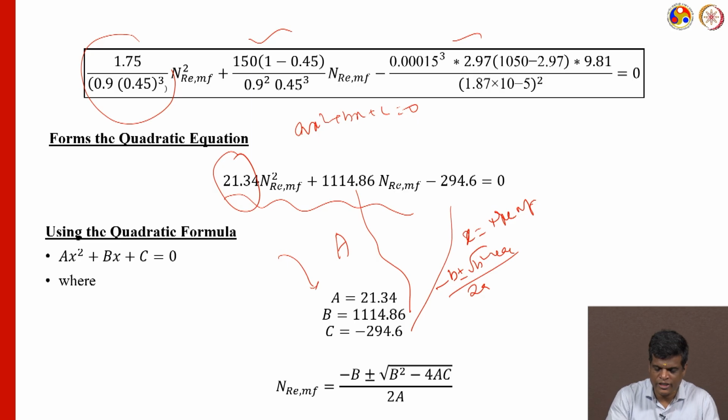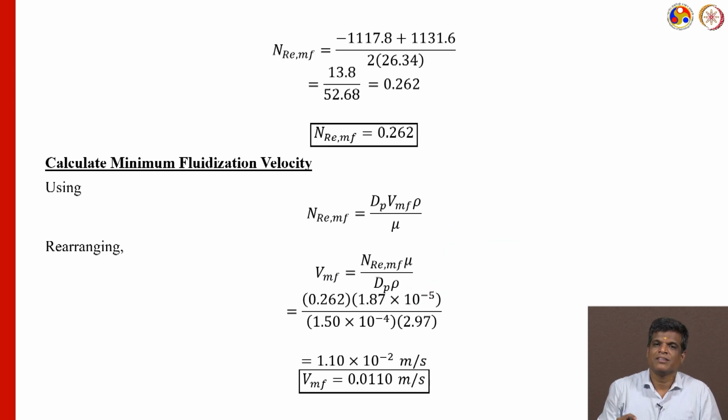So you see the quadratic equation, you substitute the values, then you get the Reynolds number. Two Reynolds numbers will come, one positive, the other negative. A negative Reynolds number is not at all possible, so we should take only the positive value. That's the Reynolds number, 0.262.